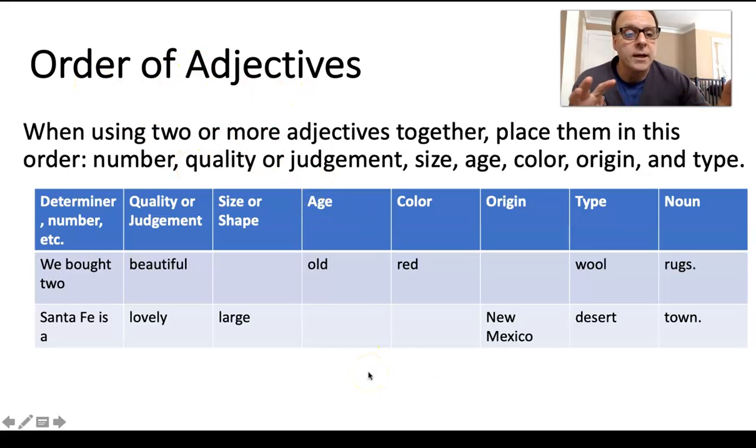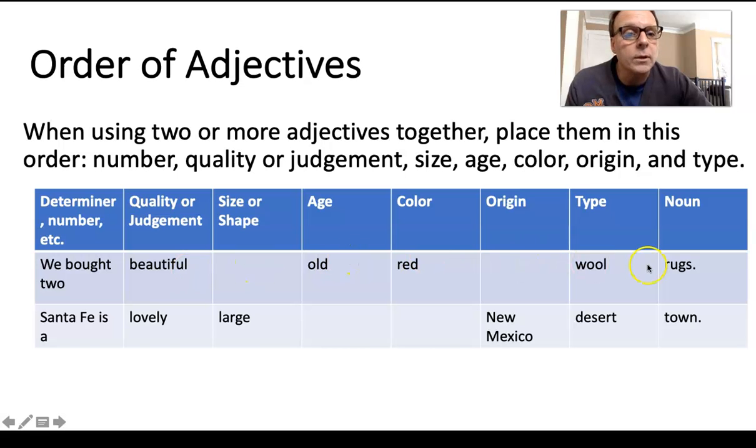If you were writing a long sentence and you had all these adjectives, there actually is a rule, which I'm going to share here with you, for why we put adjectives in sentences in a certain order. So here we have a sentence. We bought 2. So 2 is what's called a determiner. It tells us the number, or the amount. We bought 2 beautiful. This is what I would call a quality or judgment. You're saying how this thing is. We don't have anything for size or shape, but we bought 2 beautiful old red wool rugs. So this is our whole sentence, right?